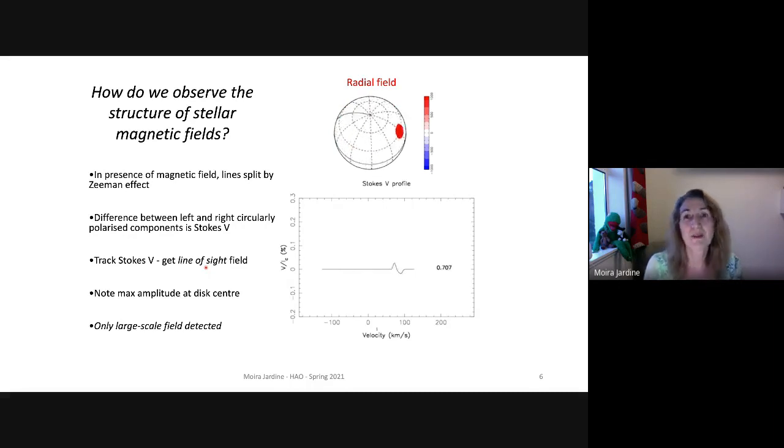So if this is a radial magnetic field, its greatest line of sight component is when it's at disk center. And you can see the amplitude of Stokes V is greatest when our little patch of field is at disk center. And it's least when it's on the limb. Now, this method can only detect the very largest scale fields of stars. And you can imagine if you had multipolar regions that were very close together, their polarities would cancel out, and we would infer there was no magnetic field there, even if the fields were individually quite strong.